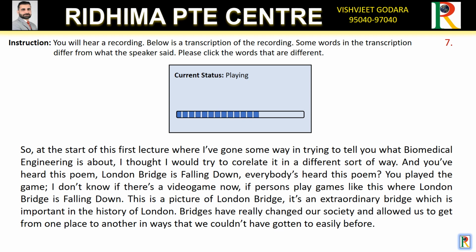But this is a picture of London Bridge. It's an interesting bridge which is important in the history of London. Bridges have really changed our society and allowed us to get from one place to another in ways that we couldn't have gotten to easily before.